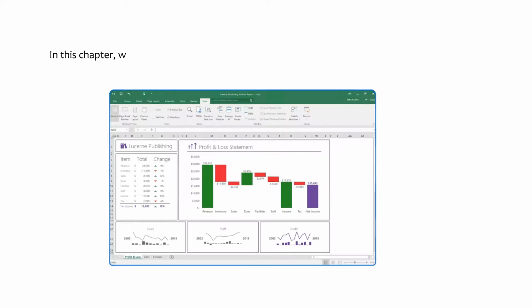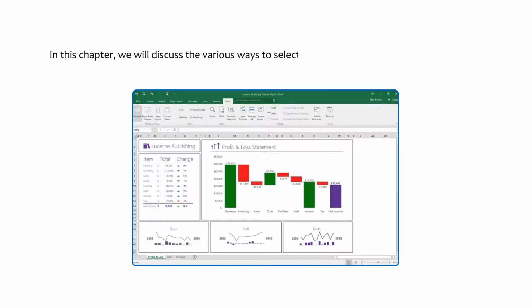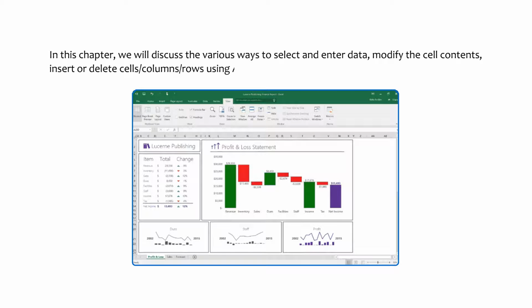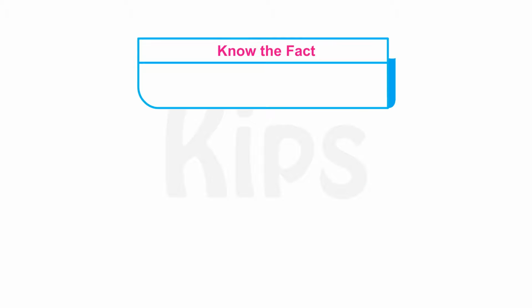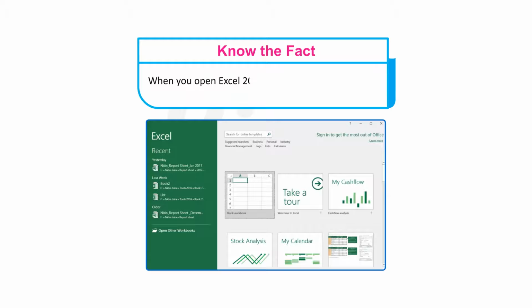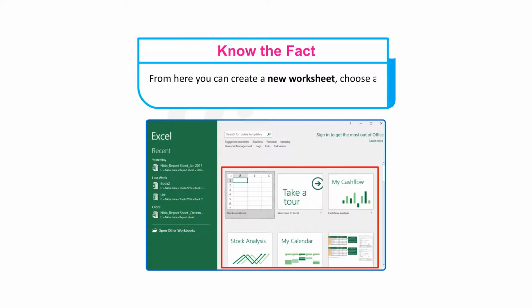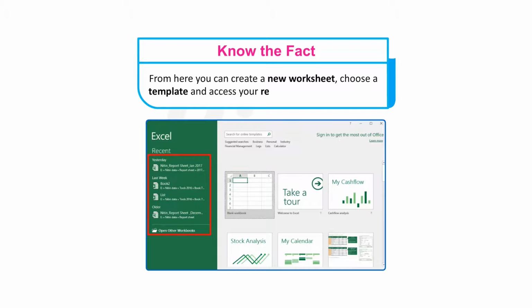In this chapter, we will discuss the various ways to select and enter data, modify the cell contents, and insert or delete cells, columns or rows, using the autofill and flash fill features in MS Excel 2016. Students, note the fact that when you open Excel 2016 for the first time, the Excel Start screen will appear. From here, you can create a new worksheet, choose a template, and access your recently edited workbooks.